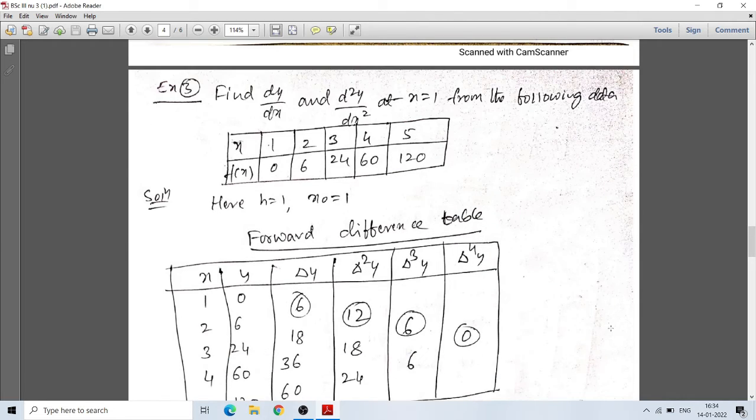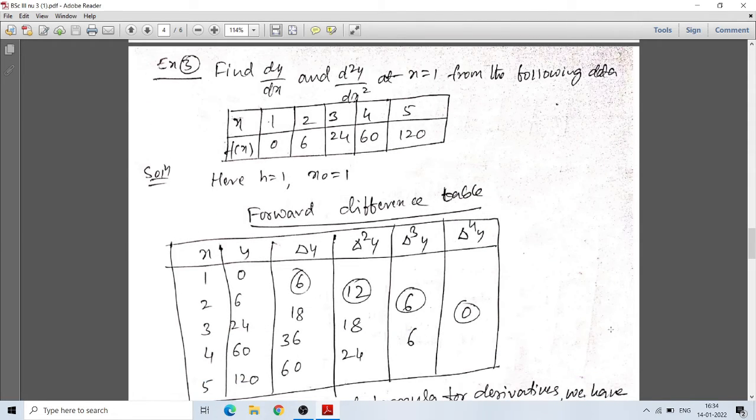So one more example: find dy by dx and d square y by dx square at x is equal to 1 from the following data. X values are 1, 2, 3, 4, 5 and f of x values are 0, 6, 24, 60, 120. Here instead of y, f of x is there. Y dash is nothing but f dash of x. From the table we know very well that 2 minus 1 is 1, h is 1, x naught is 1.